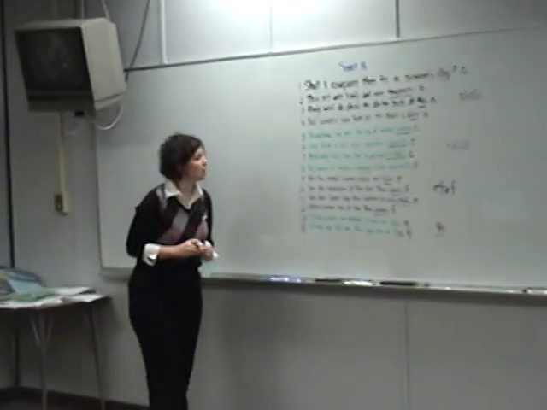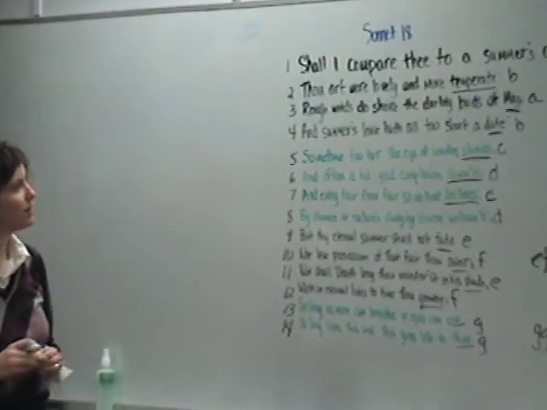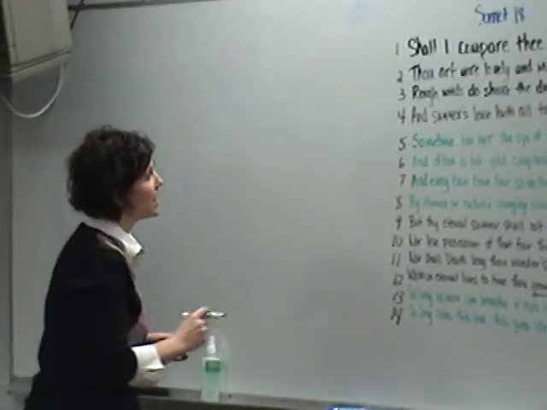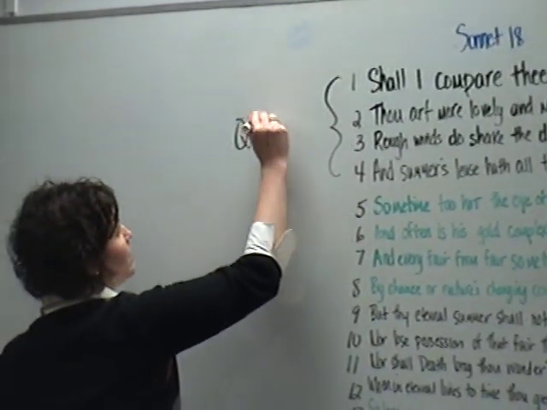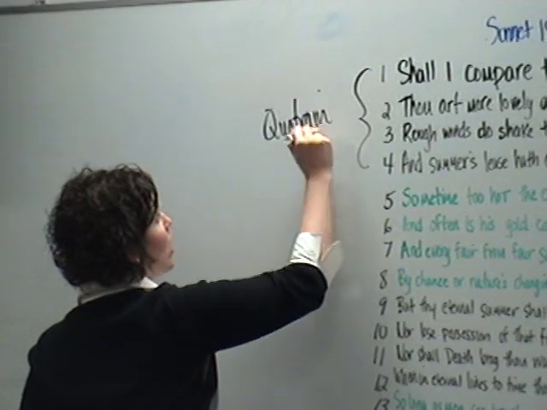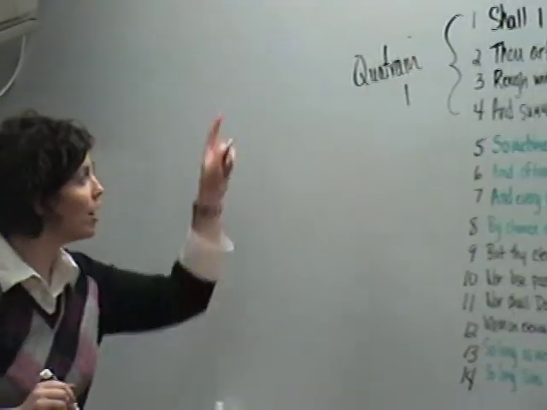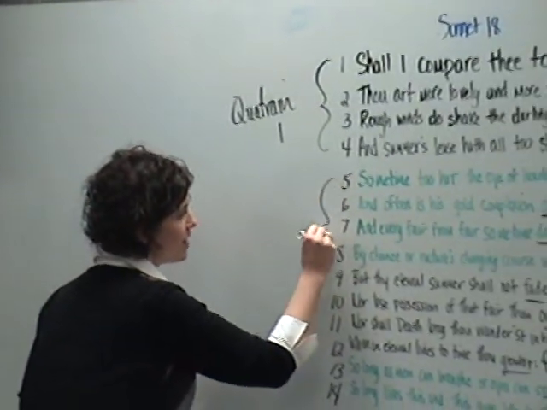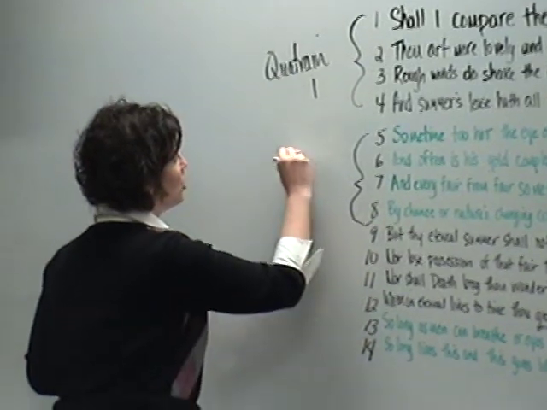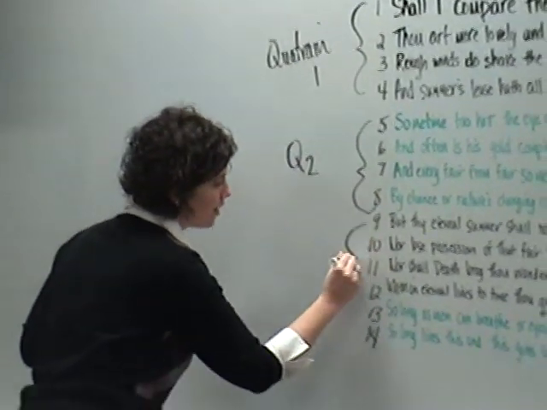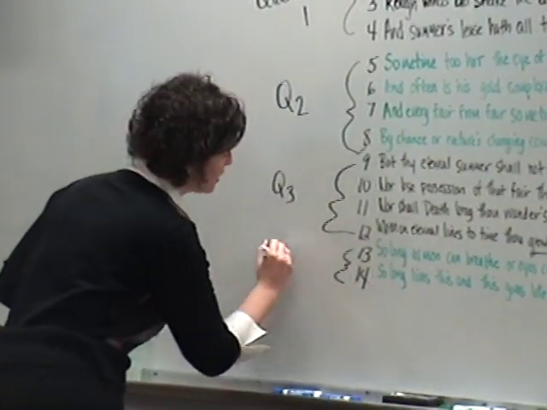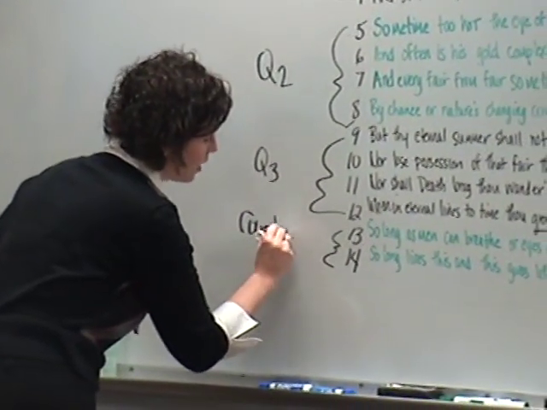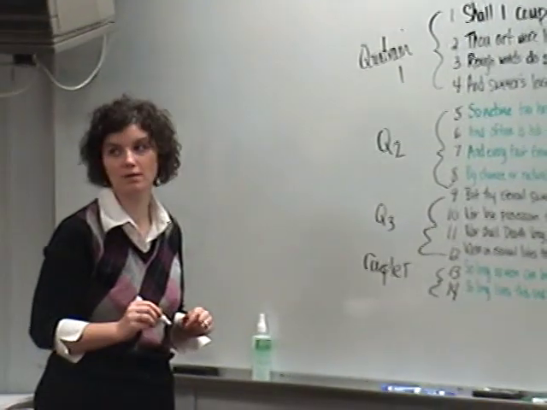The next part's rather easy. Look at how it's divided. I kind of color-coded the division. Each set of 4 lines is referred to as a quatrain. This is quatrain 1, quatrain being 4 lines. 5, 6, 7, 8 is Q2. 9, 10, 11, 12, Q3, and 13 and 14 is referred to as a couplet, a set of 2 lines.